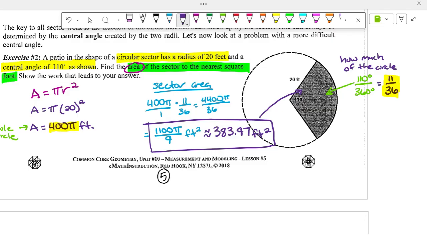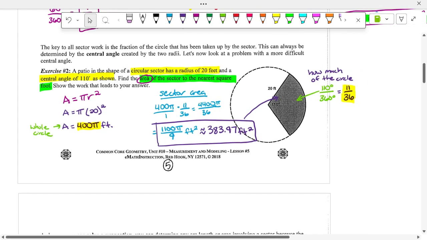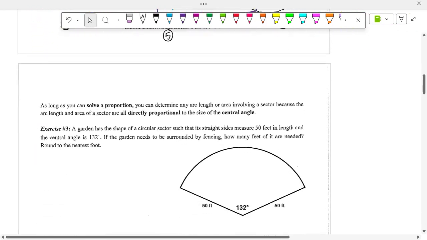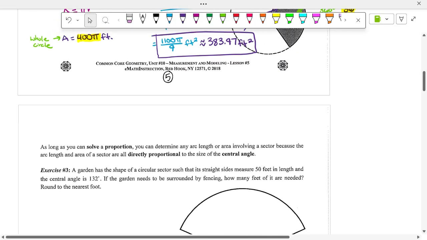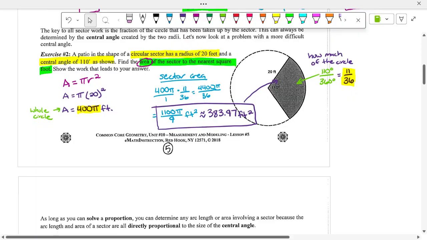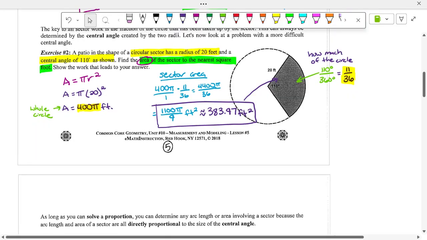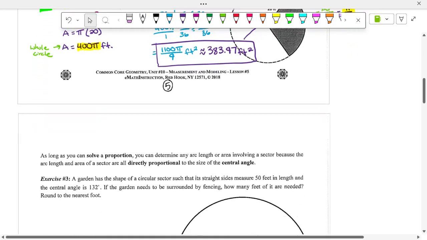Yeah, you guys are doing good. So does everyone kind of understand how that works? Like what's the general process? Okay.